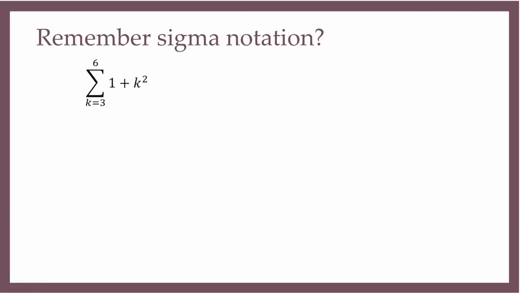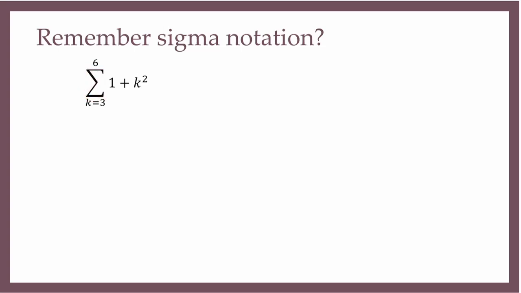Maybe you should have studied sigma notation in probably an Algebra 2 or a pre-calculus class. Sigma notation looks like this. You've got your lower bound of 3, your upper bound of 6, and here's your expression, 1 plus k squared, and then this symbol sigma means sum, or add it all up.